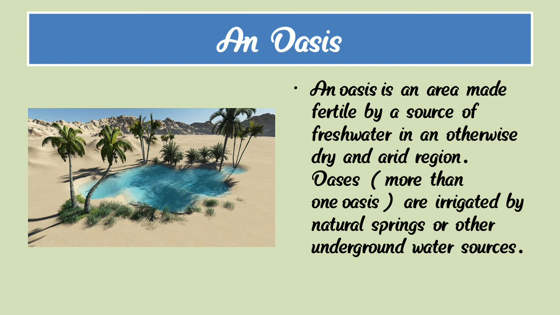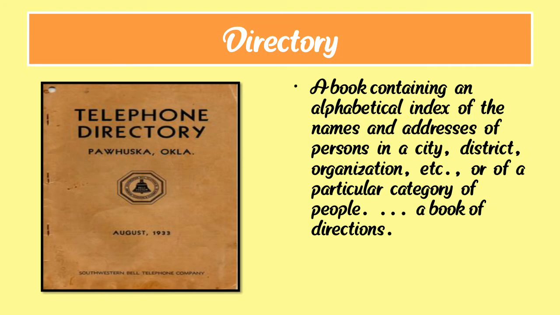And then we learn about a directory. Here we can see a photograph of a directory. So what is a directory? A book containing the phone numbers of people in alphabetical order is a directory. It also lists addresses of persons in a city and district organization.